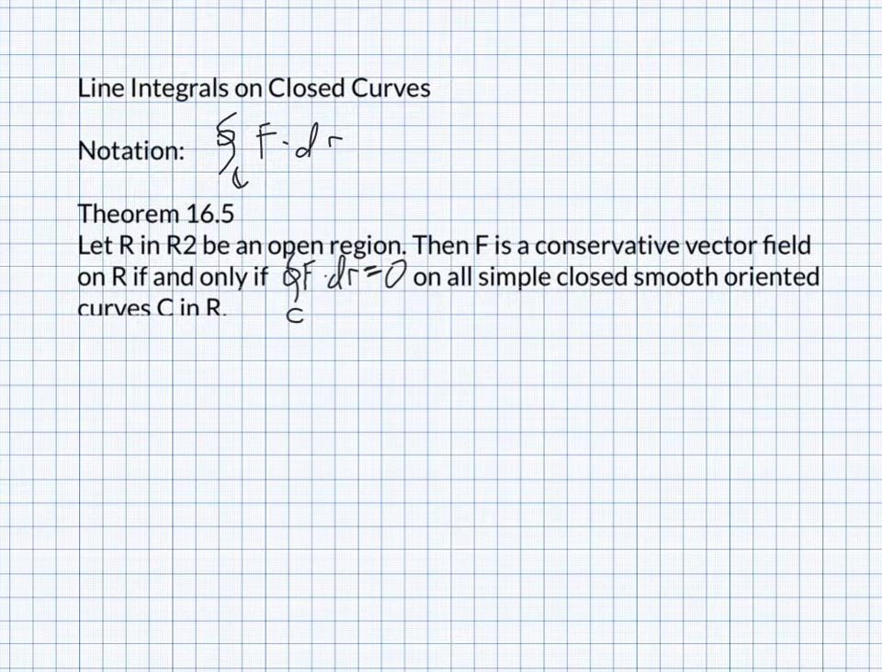Okay, and then theorem 16.5, logically, it should hopefully make sense if you remember a little bit of Calc 1. Let R in R2 be an open region. F is a conservative vector field on R if and only if the line integral of f dot dr equals 0 on all simple, closed, smooth oriented curves C in R. The reason that should make sense, if you remember Calc 1, is that if you have an integral from A to A of a function, the area under that curve is 0. So if your starting point and your ending point are the same value, the integral evaluates to 0.